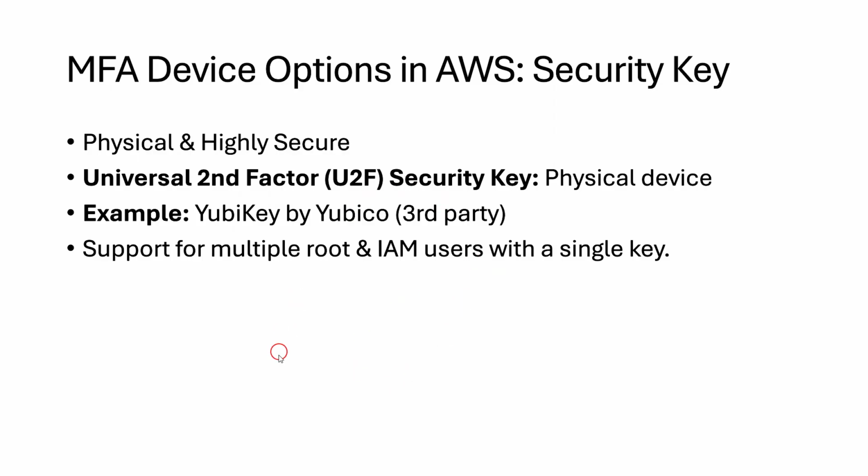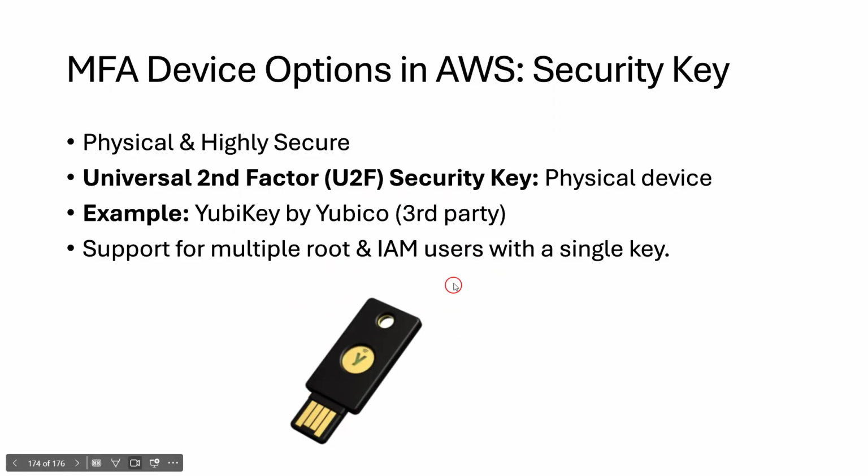This is how the YubiKey will look. I took this screenshot from Amazon, and you can go to amazon.com and see how much it costs. You just need to plug it into your computer or your mobile, and it will generate a token for you, and using that token you can log in to your AWS account. You have to use your password plus this YubiKey generated token, then only you can securely access your AWS account. So this is one of the physical device options.